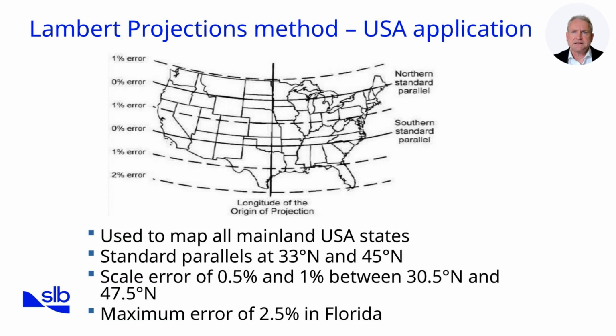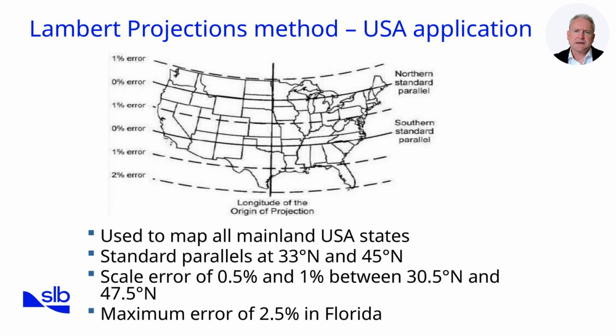Here is a concrete example of Lambert conformal conic projection applied to the United States. The standard parallels for mainland US are set at 33 degrees north and 45 degrees north. Within this range, scale distortion is minimal, only around 0.5% to 1%. At the extremes, such as Florida, distortions reach around 2.5%. For land-based operations in the continental US, this level of accuracy is generally acceptable.